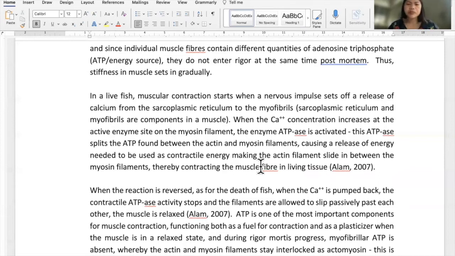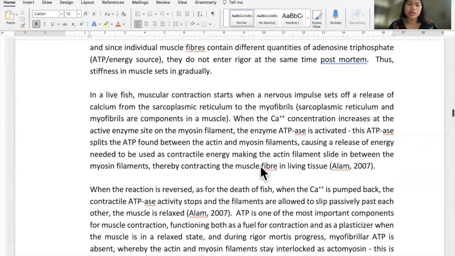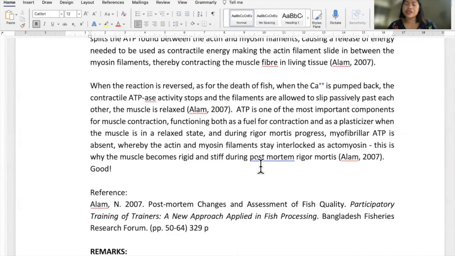Or how actin filaments slide over the myosin filaments. When the reaction is reversed, as in the case of dead fish, calcium is pumped back, and the contractile ATPase activity stops, and the filaments are allowed to slip passively past each other, and the muscle is relaxed. So wala nang energy that will really control the sliding of actin between the myosin filaments. So that's why it's starting to be limp and soft.